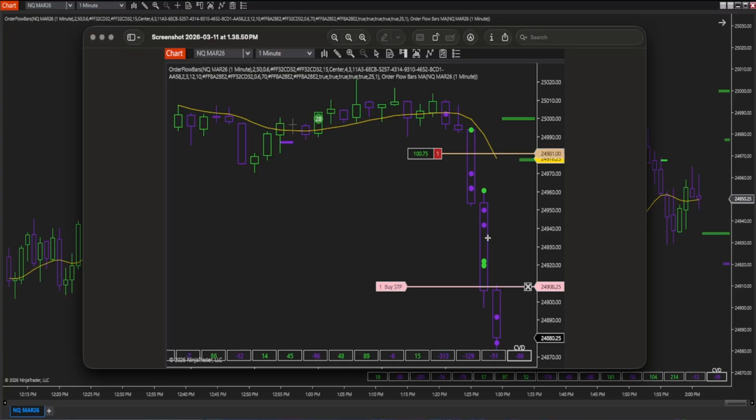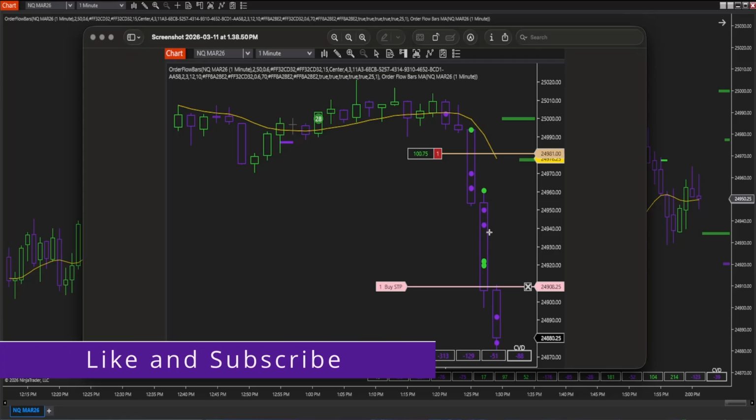Now, if there were some stacked imbalances in there and not the persistent buying and selling, then I would have put my stop right at the stacked selling. So I just wanted to go over a trade that I executed today.